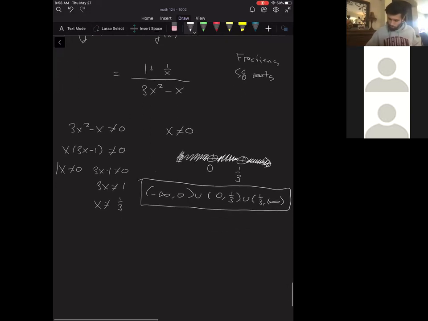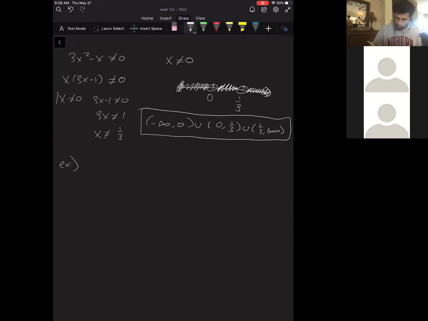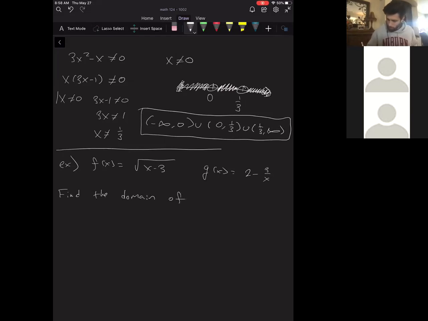Okay. Let's do one more problem just like this. So let's do, how about f of x is the square root of x minus 3. G of x is going to be equal to 2 minus 3 over x. So let's find the domain of g divided by f of x. First thing we do is write that out. So g over f of x is equal to g of x divided by f of x.